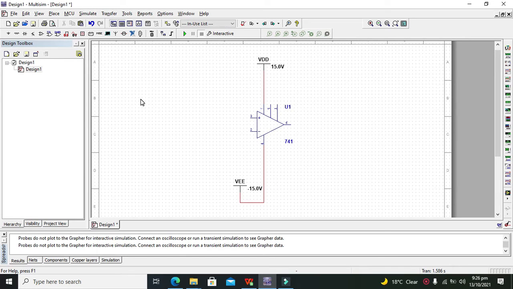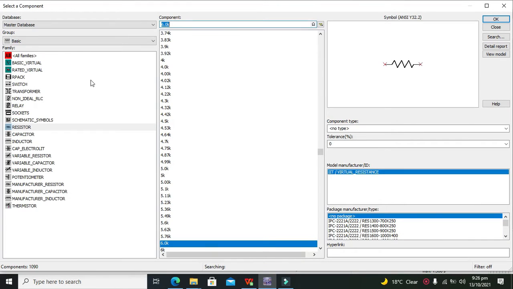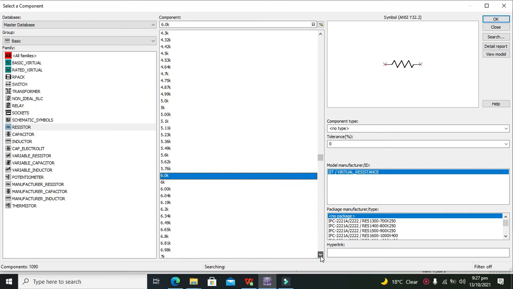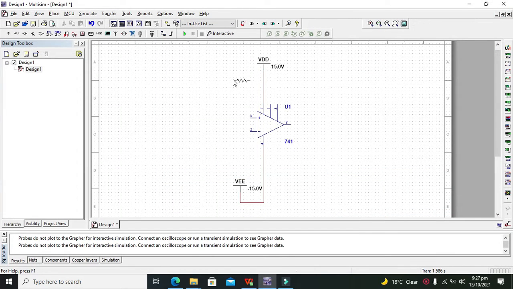So let's test whether it is right or not. We need to take two resistors. You can take resistors of quarter watt, like this. We can go for 6K as RF, that is the feedback resistance. Why is it called feedback? Because it connects the output to one of the inputs. So it is called feedback.